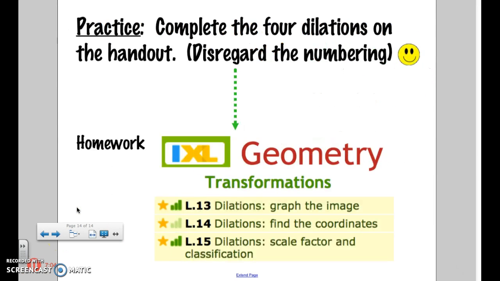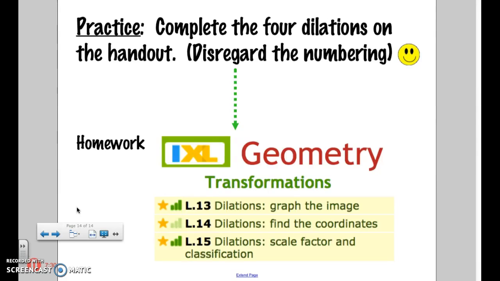Alright, so you should be good to go now with your dilation practice. There are only 4 dilations that you actually need to complete. If you want to try the first 2, let me check them before you try the back 2, that's fine. If you feel confident enough to go ahead and do all 4, that's completely fine. Just make sure you put it in the bin. Just disregard the numbering. I cut and pasted to create it, so the numbering's off. But there are 4 questions. Draw it on the grid and move on.